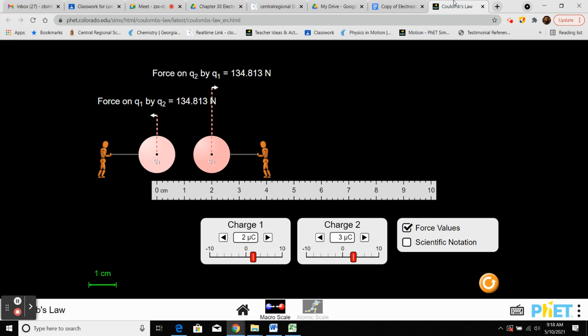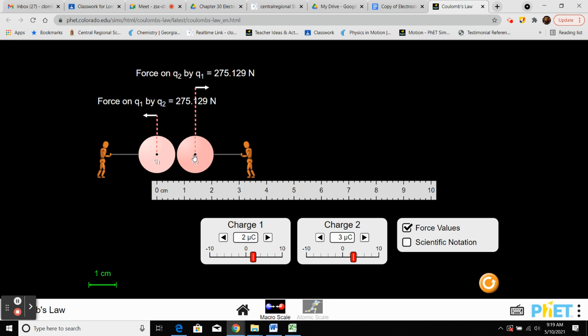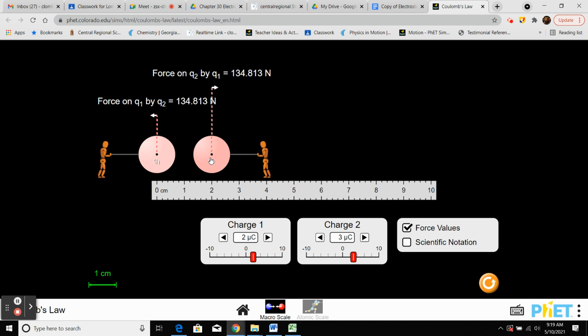So I'm going to scoot Q1 all the way down to 0, and we have to line up with the centers. I cannot get the center of Q2 to be on 1 centimeter, but I can get it to be straight above number 2.